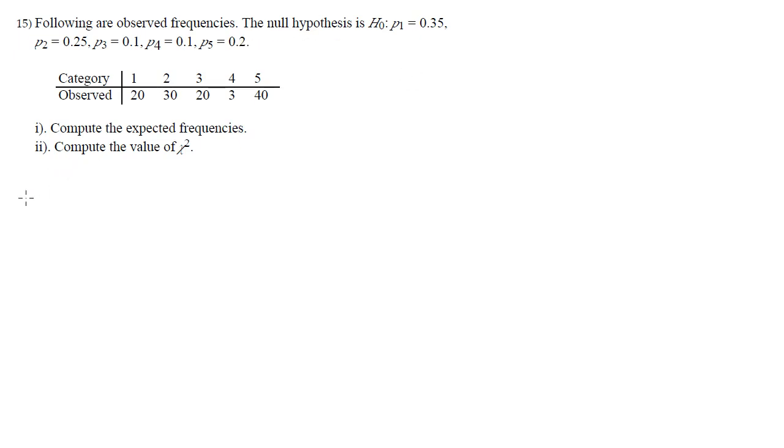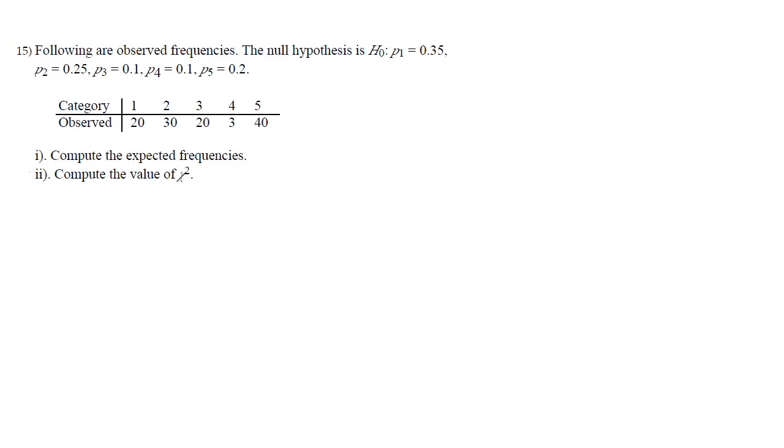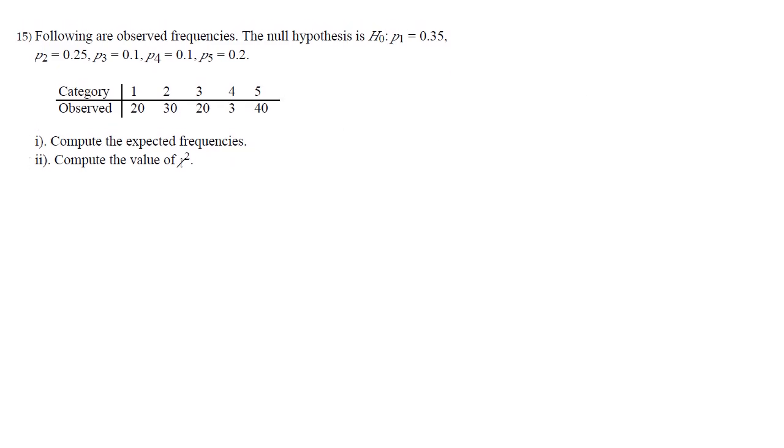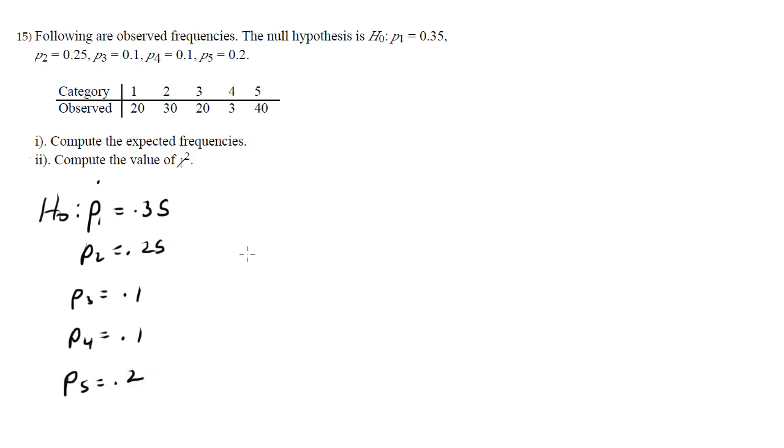The null hypothesis is, so I'll write it over here. The null hypothesis is that P1 equals 0.35, P2 equals 0.25, P3 equals 0.1, P4 equals 0.1, and P5 equals 0.2.